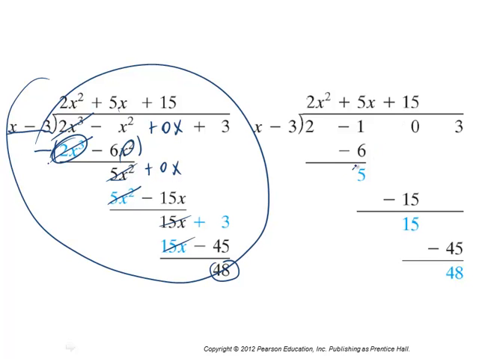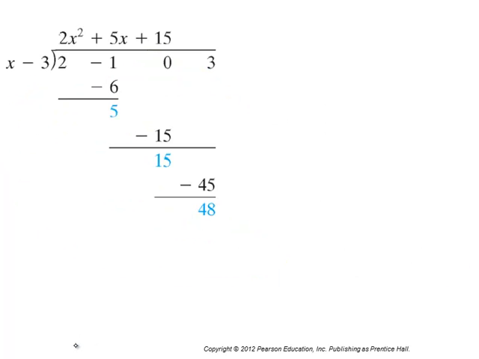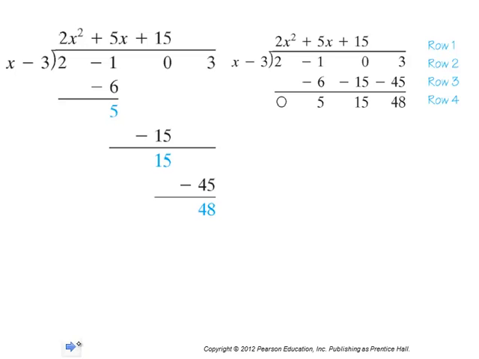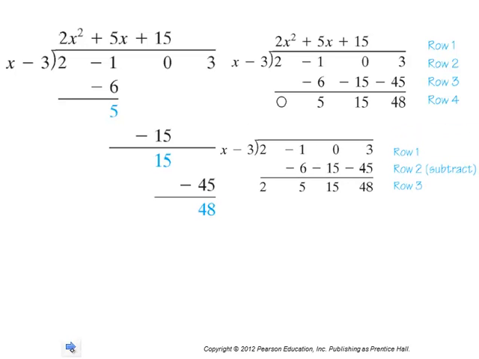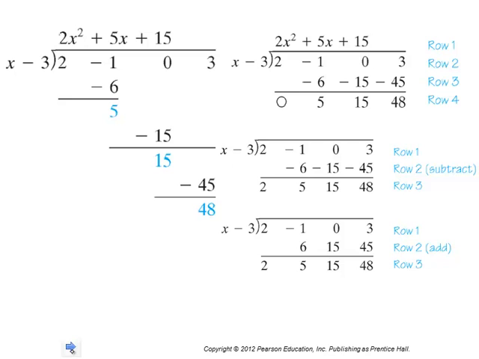What really matters is seeing this 5, this 15, this 48. We know this 48 is a remainder. As you look through all this, we can see step by step how we make it more compact. Take a look at this step right here, where we bring down the 2. The 2 is the leading coefficient for the dividend.